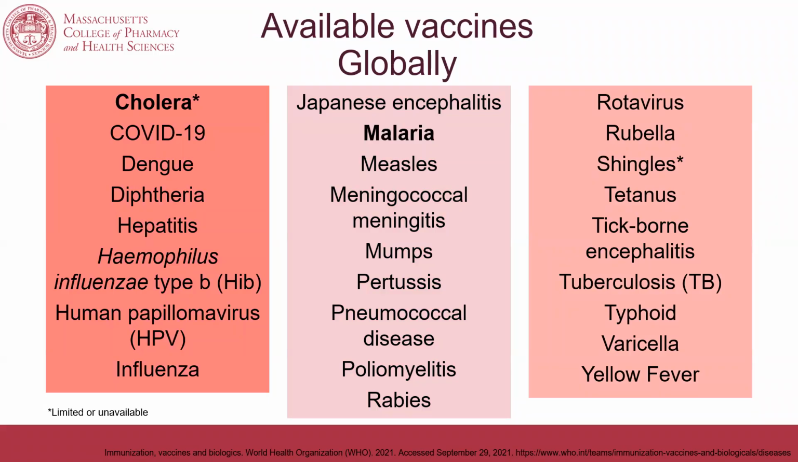What are the available vaccines globally? I bolded a couple of them, the cholera vaccine and the malaria vaccine, that are generally used globally. I also have a couple with an asterisk next to them, the cholera vaccine and the shingles vaccine, that are either limited or unavailable. For example, the shingles vaccine, Shingrix, made by GSK, is currently only available in Europe, the US, Canada, Japan, and Australia. Those are the only countries.